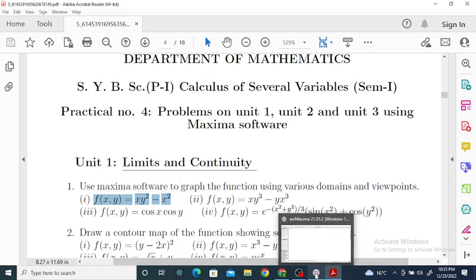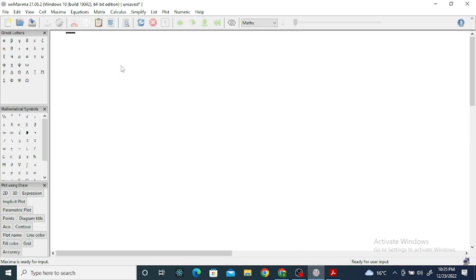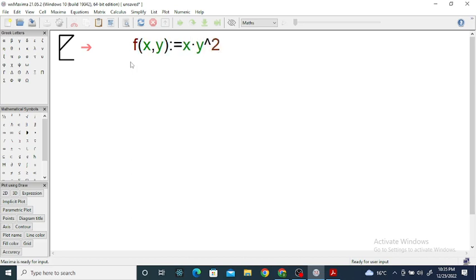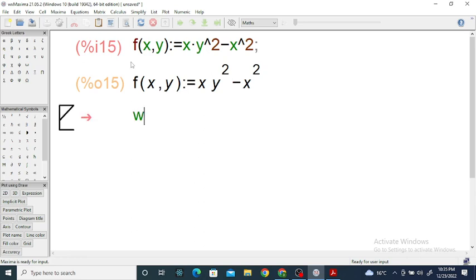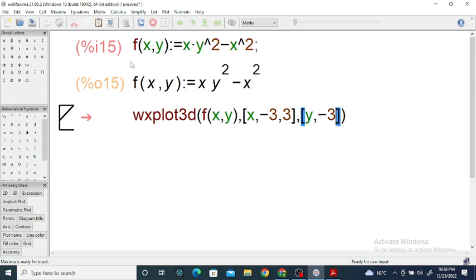Here the given function is f(x, y) = x y squared minus x squared. So I am writing here f(x, y) = x y squared minus x squared. This is the given function. Now we are using the command wxplot3d for the given function f(x, y), with the range of x as minus 3 to plus 3, and the range of variable y as minus 3 to plus 3.